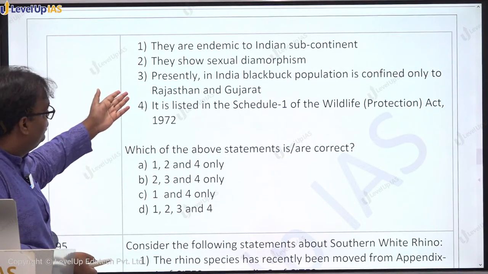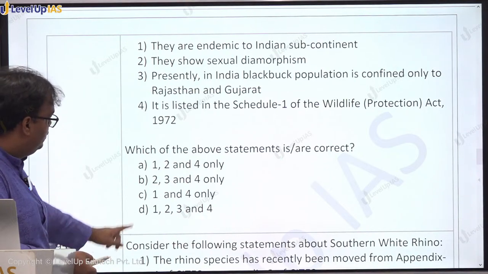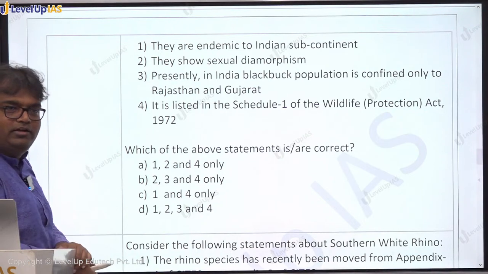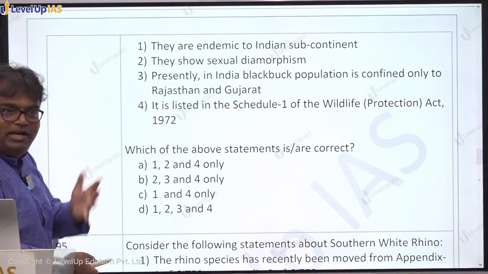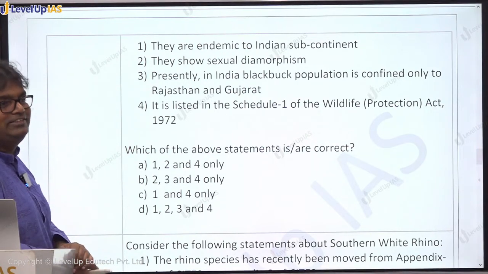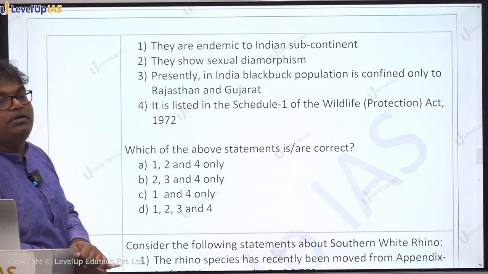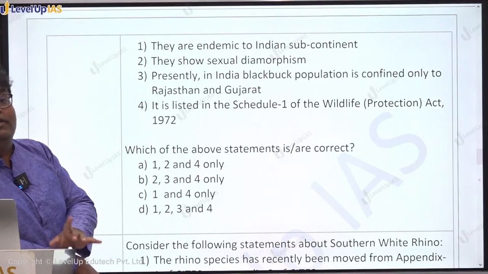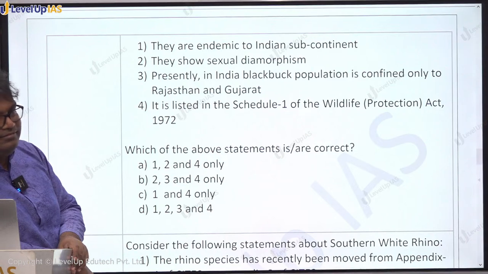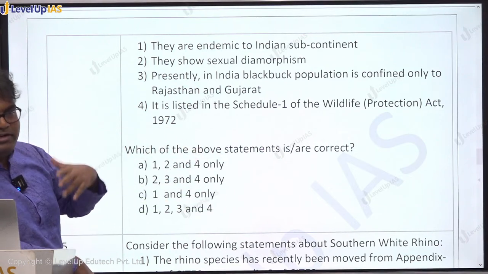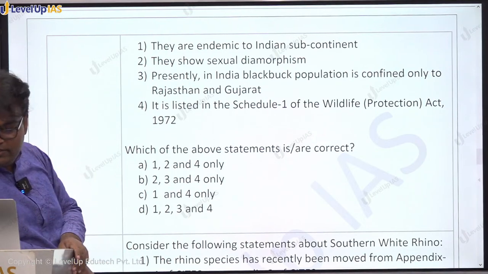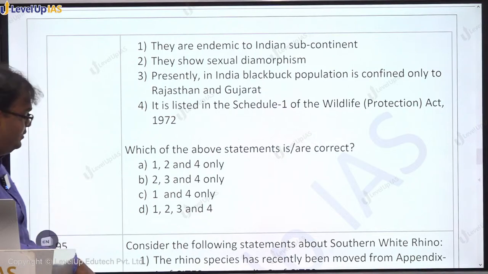Right. So what is wrong? 3 is wrong. They show sexual dimorphism. We had seen the females were boring colored and the males were brightly, beautifully colored. They are endemic to the Indian subcontinent. Yes, black bucks are only found in the Indian subcontinent. Please note, it's not endemic to India, but the Indian subcontinent. That is South Asia. Myanmar will go into Southeast Asia. Okay, so what is the answer? A is the answer.